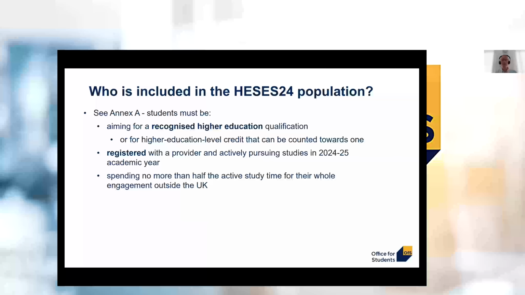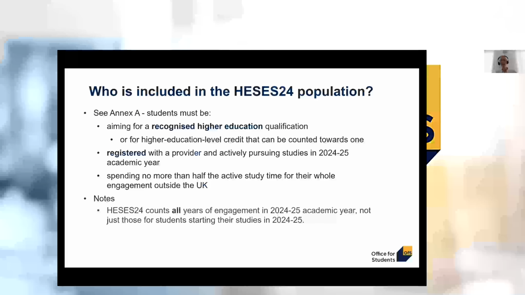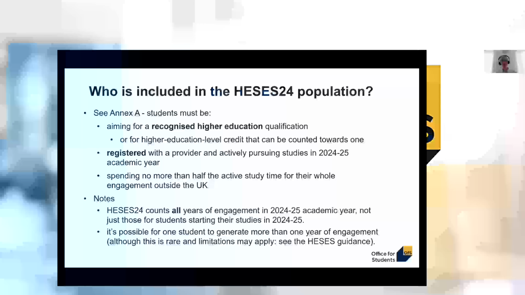And they must be spending no more than half the active study time for their whole engagement outside the UK. There are some minor caveats for this for students in particular circumstances. Annex A has all the details. A couple of things to note here. Something that occasionally confuses newcomers to HESES is that it captures all students on a countable year of engagement, not just those in their first year. And it's worth saying it's possible for one student to generate more than 1 year of engagement, although this is rare and limitations may apply. So again, have a look at the HESES guidance, and if you need help with that, refer it to us.